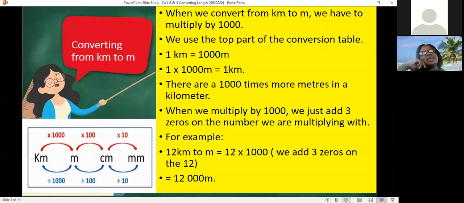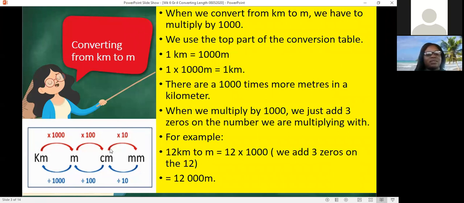So let's start by converting from kilometers to meters, right? I always put this conversion table for you guys so that you are able to refer to something, because you guys are still young and I understand you are grade fours. If you're grade sixes, I wasn't going to put the conversion table. But I put the conversion table here so that you guys can refer to that, because your brain is still young, and I sympathize with my young learners.